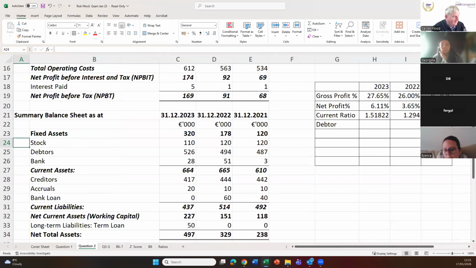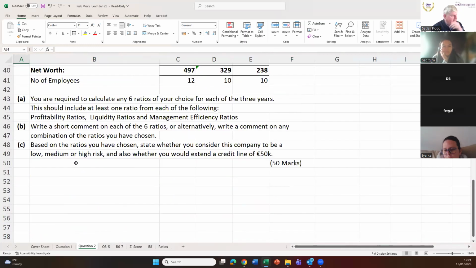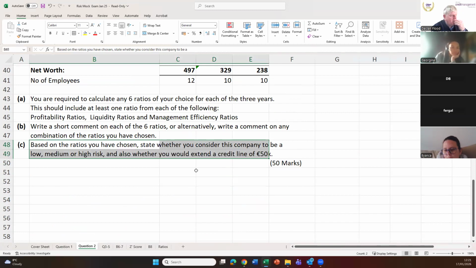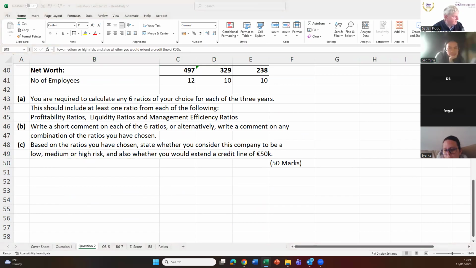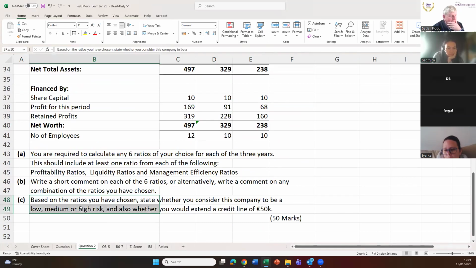And then the final part of this question is, based on the ratios you have chosen, state whether you consider the company to be high, medium, or low risk, and whether you would extend a credit line of 50,000. Again, that's down to your ratios. It's not about your opinion; it's about giving us the figures to say yes. One of you might say yes, they're good for 50, and another might say no. What's interesting for us is your logic as to why you think they are good.